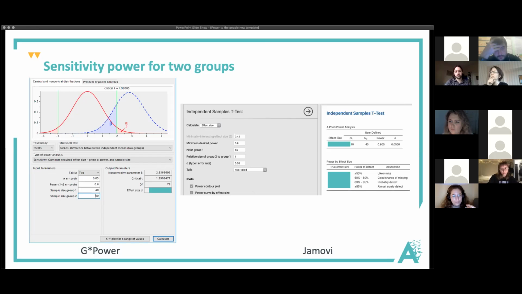So same thing, give people 30 seconds or so. What effect size would we be able to detect with 80% power if we knew we had 40 people in each group?